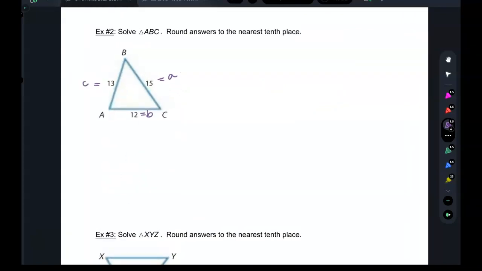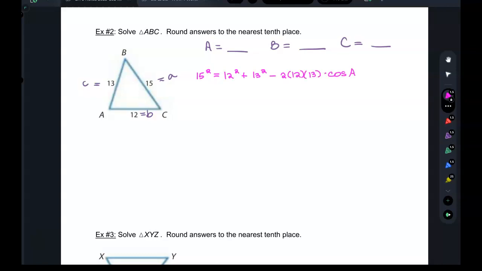Okay, so we have to find the three angle measures. How about we start with A? So we have 15 squared equals 12 squared plus 13 squared minus 2 times 12 times 13 times the cosine of capital A.